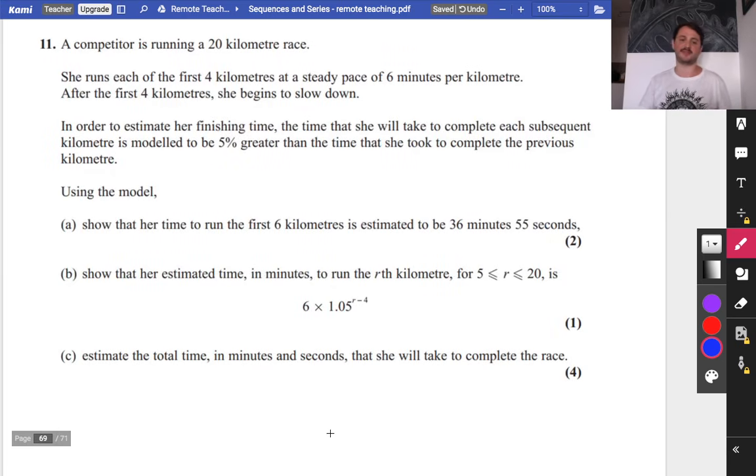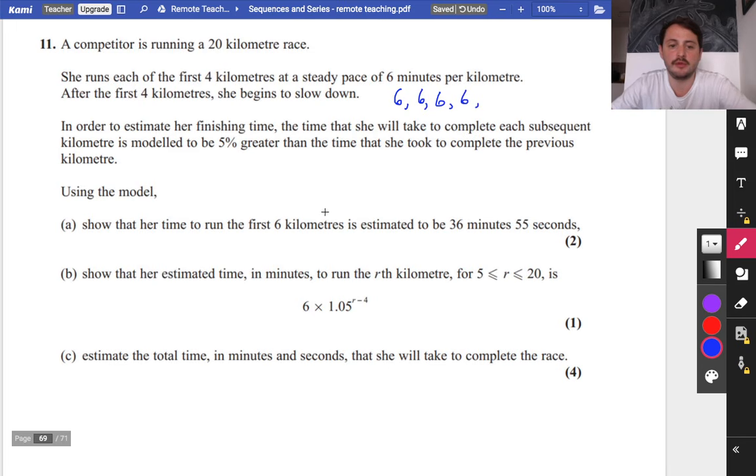Okay, a competitor is running a 20-kilometre race. She runs each of the first 4 kilometres at a steady pace of 6 kilometres per minute. After the first 4 kilometres, she begins to slow down. So she goes 6, 6, 6, 6, and then after that she's going to slow down. In order to estimate her finishing time, the time that she will take to complete each subsequent kilometre is modelled to be 5% greater than the time she took to complete the previous kilometre.